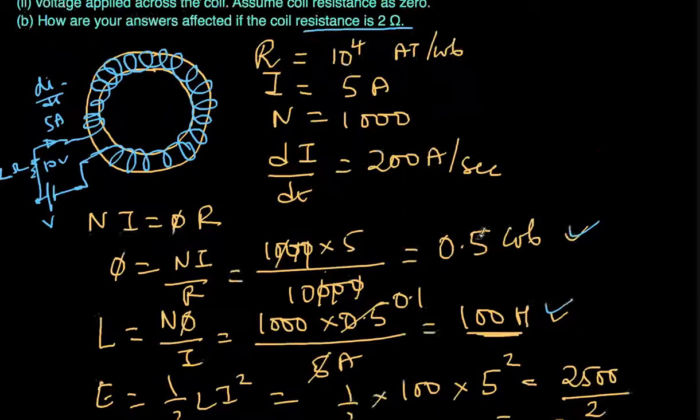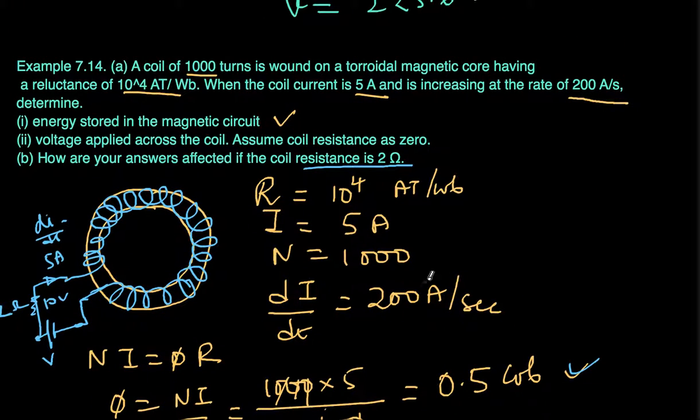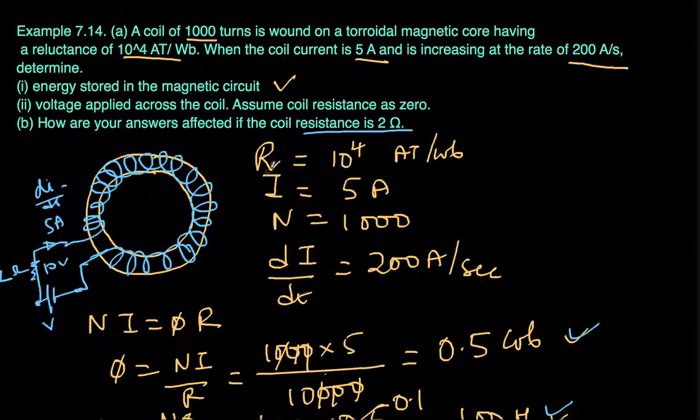So I hope you got some idea. These values are coming very high. There might be some problem in taking down the data. But this is the procedure to solve the question. I think we'll see more problems.